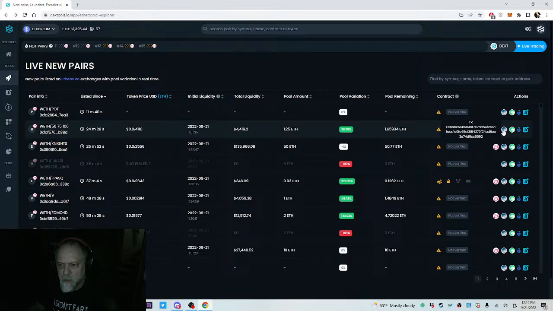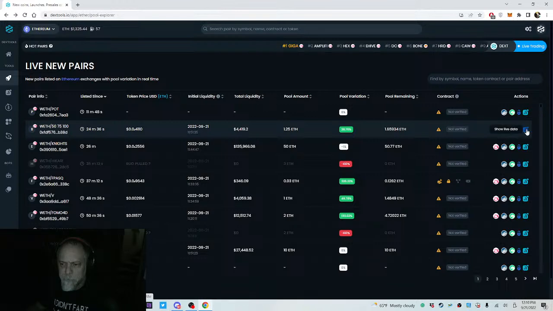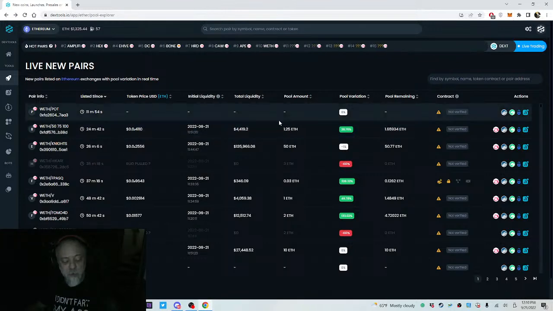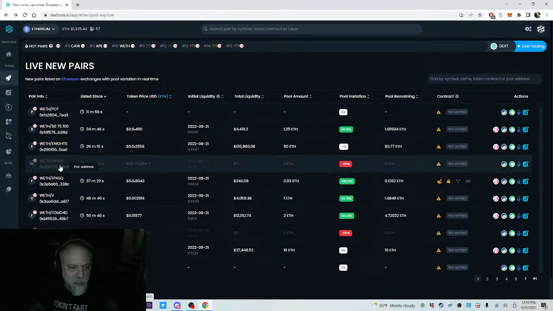Over here, you can see different places where you can see this. You can check the lock liquidity. You can see if it's locked or unlocked. You can see the live data as it's going. Now, before we even leave this page, I'm going to show you this one right here.